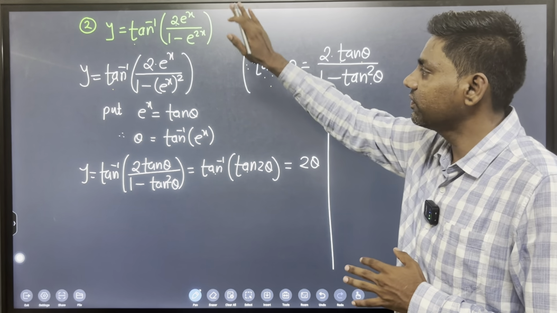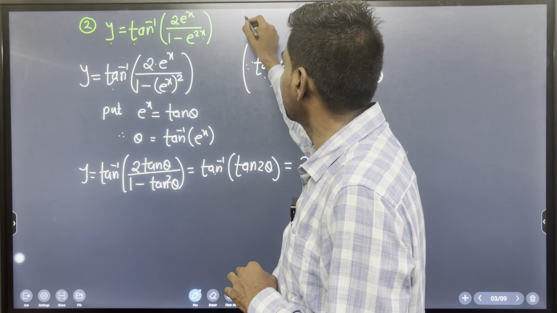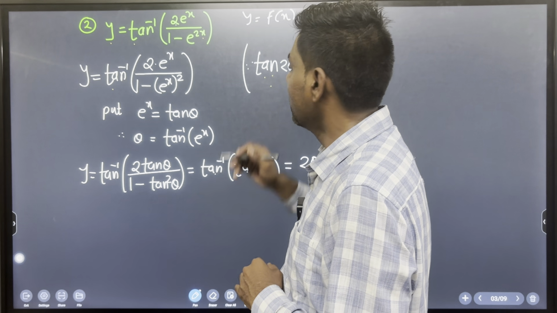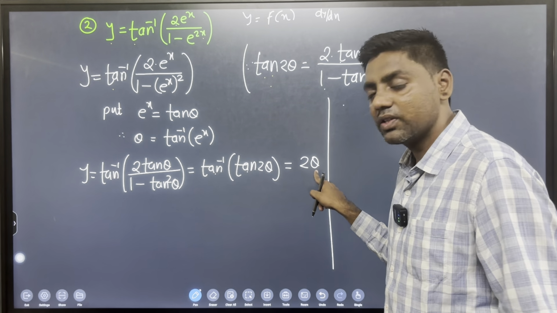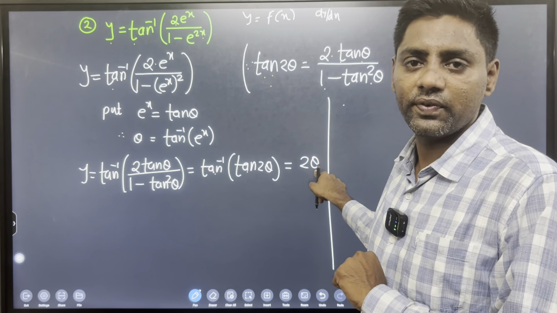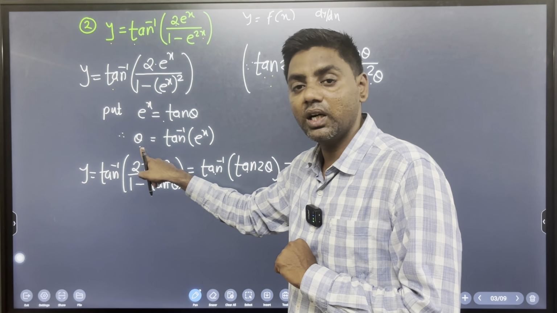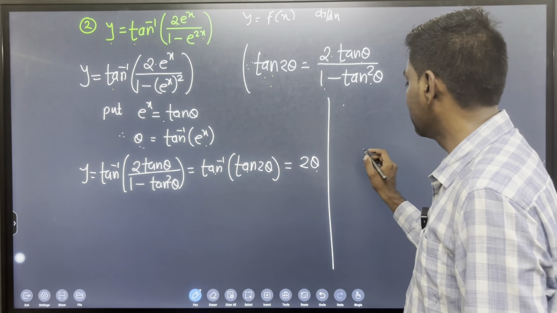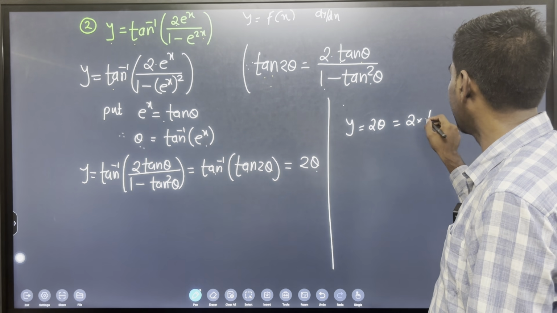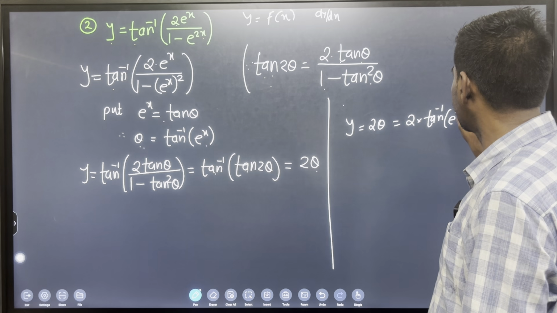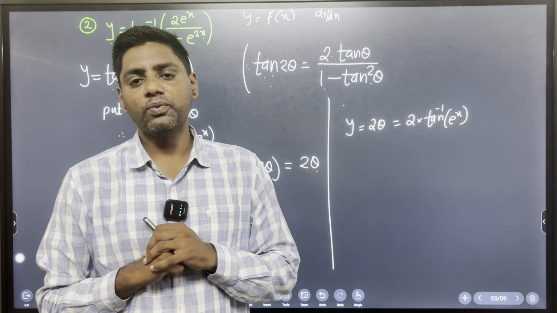But remember that here we find the derivative of the given function with respect to x, because the question is present in terms of y as a function of x. So here we are solving the derivative, that is dy by dx. So for solving the derivative dy by dx, theta must be converted in the form of x. And here we already wrote down this substitution. From here the value of theta in terms of x. So put the value: y equal to 2 theta equal to 2 into theta, which is tan inverse of e raised to x. Now here we completely converted that in terms of function of x.